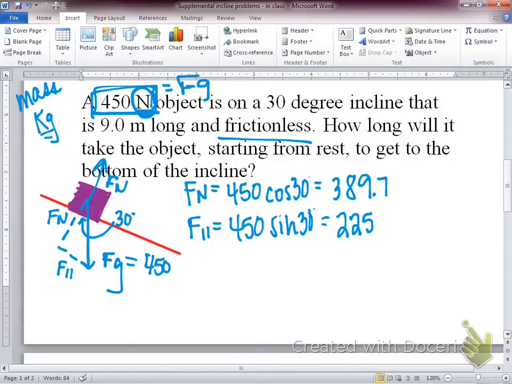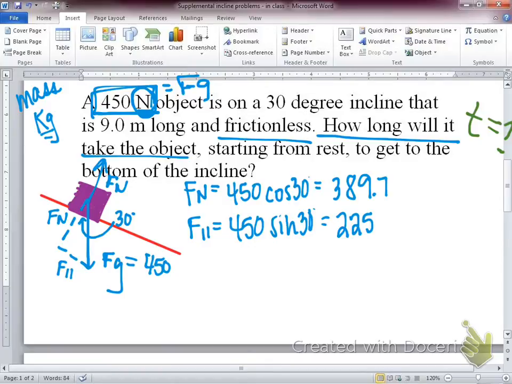That's the first thing that we do before we start looking at anything else, is find those components. Our overall goal from the problem says, how long will it take the object, starting from rest, to get to the bottom of the incline? What variable overall is our goal to be solving for here? We're trying to solve for time, which means we're going to have to use our kinematics equations. But what variable must we have before that? Acceleration. Good. We have to find acceleration.